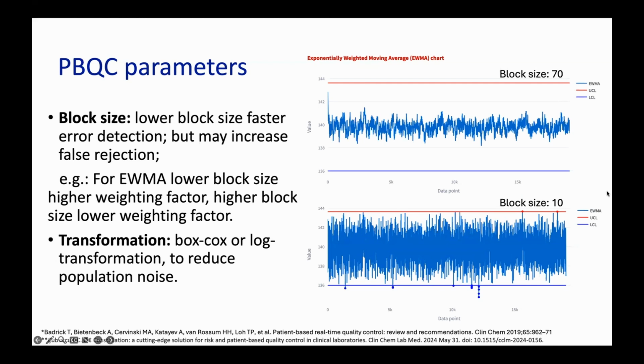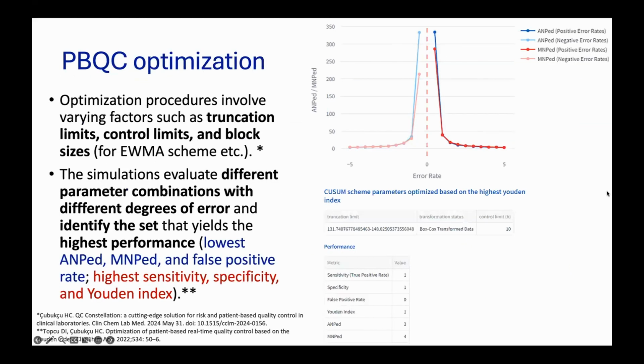We have also another parameter, transformation. We have 2 kinds of transformation. One is Box-Cox transformation, and the other one is log transformation. These transformation methods are used to reduce population noise to adapt our data to our patient-based QC. Optimization procedures involve varying factors such as truncation limits, control limits, and block sizes.